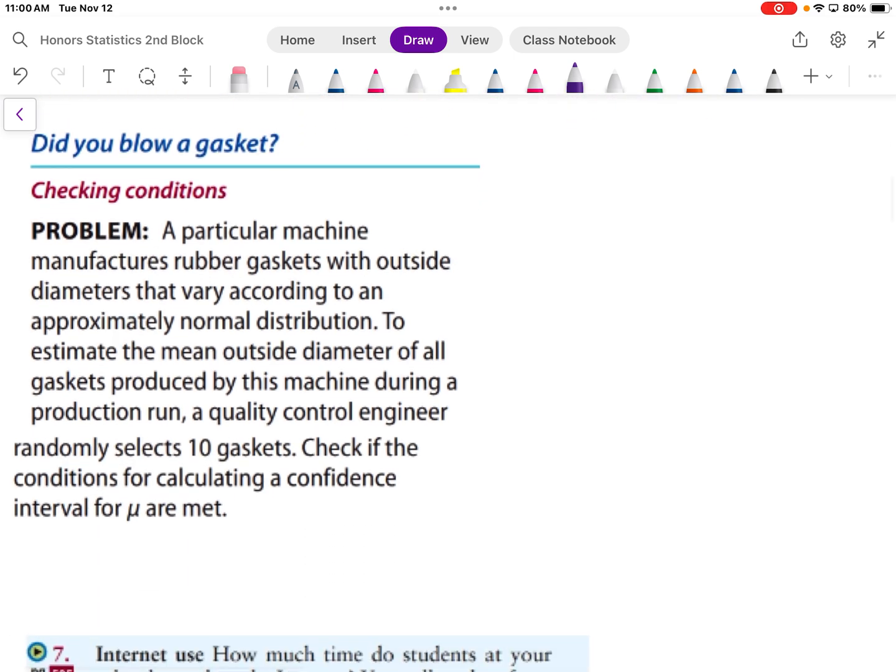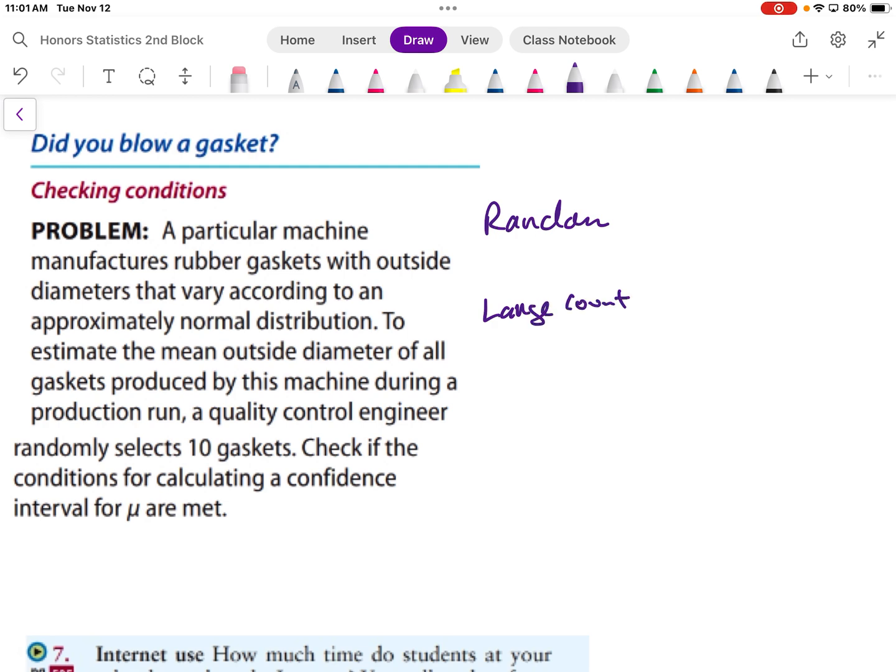The first example says a particular machine manufactures rubber gaskets with outside diameters that vary according to an approximately normal distribution. To estimate the mean outside diameter of all gaskets produced by the machine during a production run, a quality control engineer randomly selects 10 gaskets. Check if the conditions are met. Can we do the confidence interval? So we're going through here checking random and then large count.